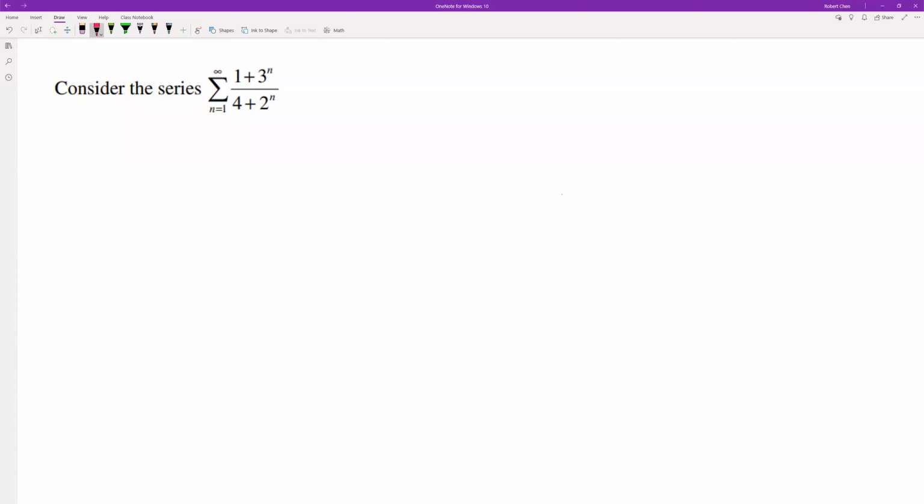All right, let's try another one. Consider the infinite series of 1 plus 3 to the n, over 4 plus 2 to the n. Whenever you see a plus 1 or adding a constant, it is eventually going to go away when n gets large. So in this case, we can choose bn to be, ignoring the 1 and 4, 3 to the n over 2 to the n, which is 3 over 2 to the power of n.